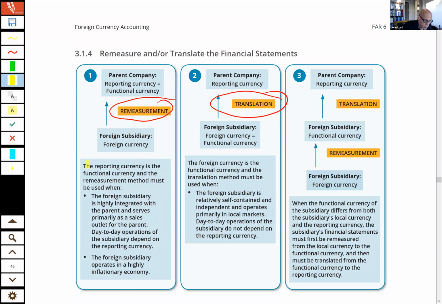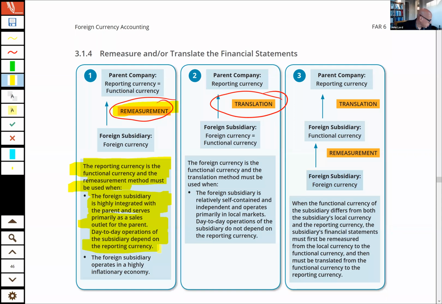So what happens? We use the remeasurement method when the reporting currency is the functional currency. And that's basically what happened: US parent, English sub is doing most of its business in the US. That was our first scenario. Then the remeasurement method must be used. This is when the foreign subsidiary is highly integrated with the parent, serves primarily as a sales outlet for the parent, and day-to-day operations of the subsidiary depend on the reporting currency. So in our example, for that first scenario where we used remeasurement, the English sub was doing most of its business in the US.